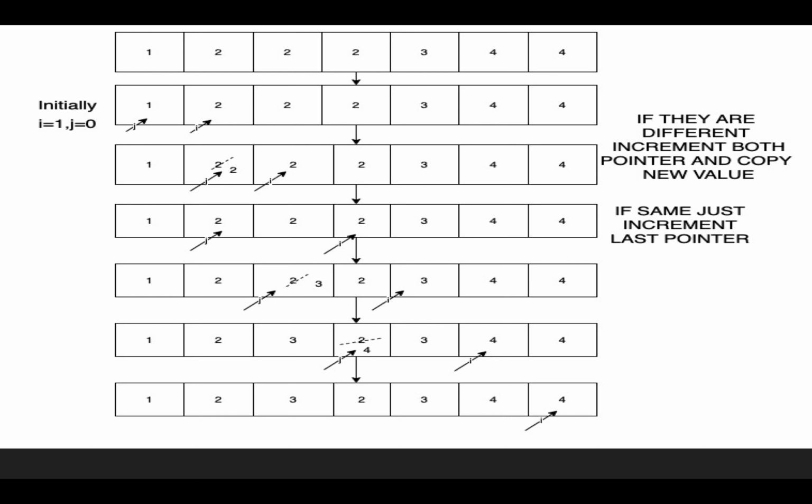Because they were different, we have incremented both the pointers. Now we will copy the latest value from index i to index j. So it will become 1 2 3 2 3 4 4. Again we check index i and i minus 1. Again this is different, so we increment j and i, and we copy the latest value from index i to index j. Again we check index i and index i minus 1, they are the same, so we just increment the pointer i.